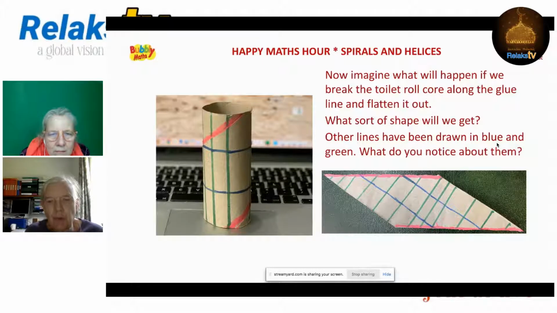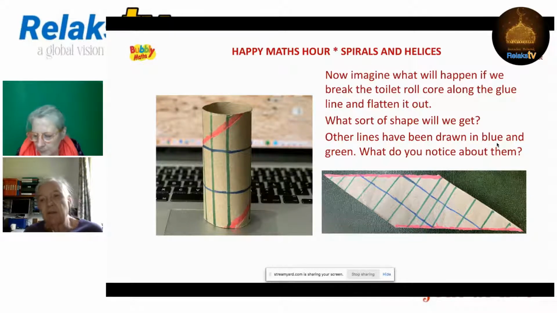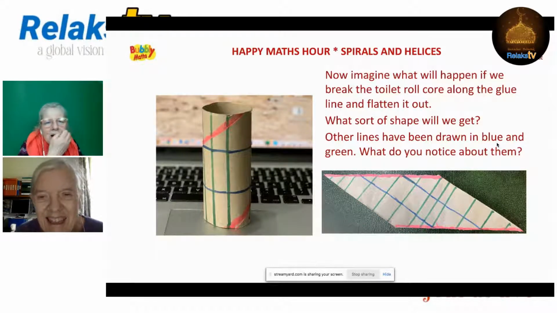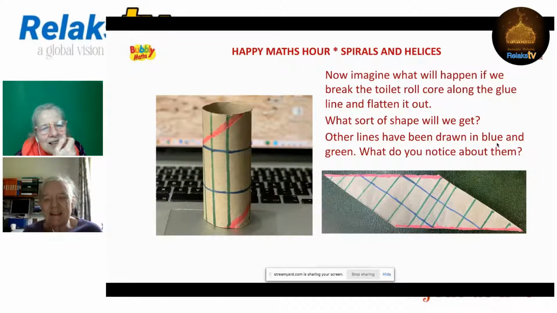So here what you've got is a toilet roll core flattened out, and the pink lines were the lines along which it was originally glued when it served its original purpose. And the other lines, instead of being vertical and horizontal, are now diagonal.